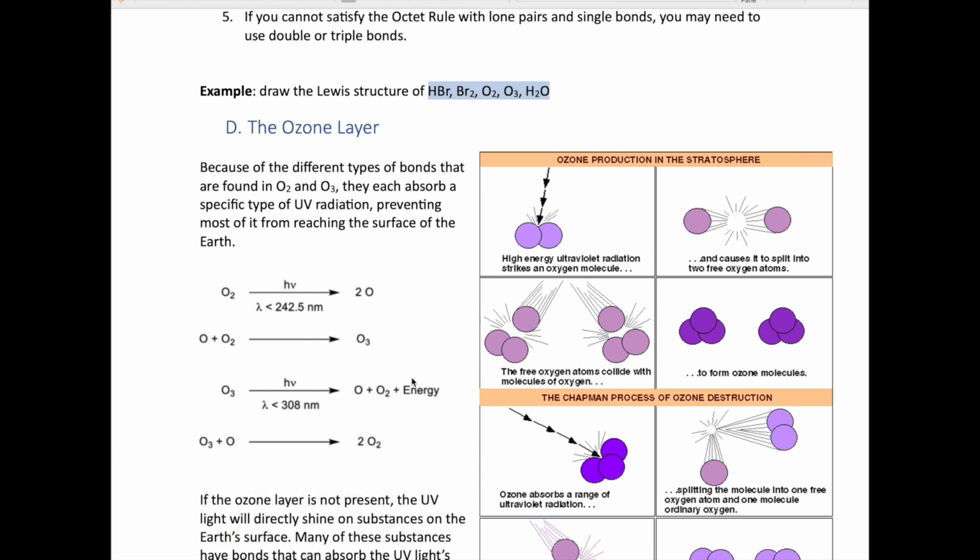A 1.5 bond is not as strong as a double bond, so ozone will be able to absorb energy, but it's going to be energy that is lower than what oxygen absorbs. That means it's going to absorb something at a higher wavelength. So you can see here in this chemical equation, oxygen absorbs UV light that has a wavelength of less than 242.5 nanometers, whereas ozone absorbs UV light less than 308 nanometers. So it's a bigger number, right? Which means a lower energy.